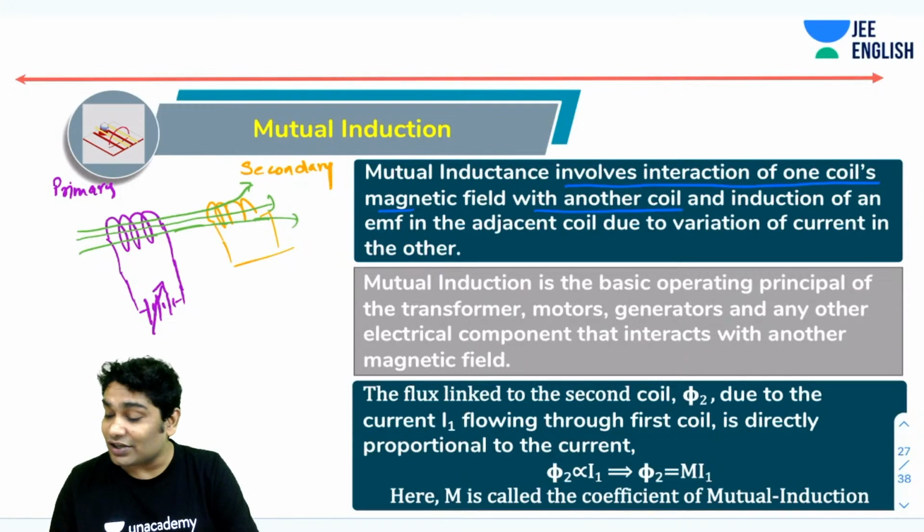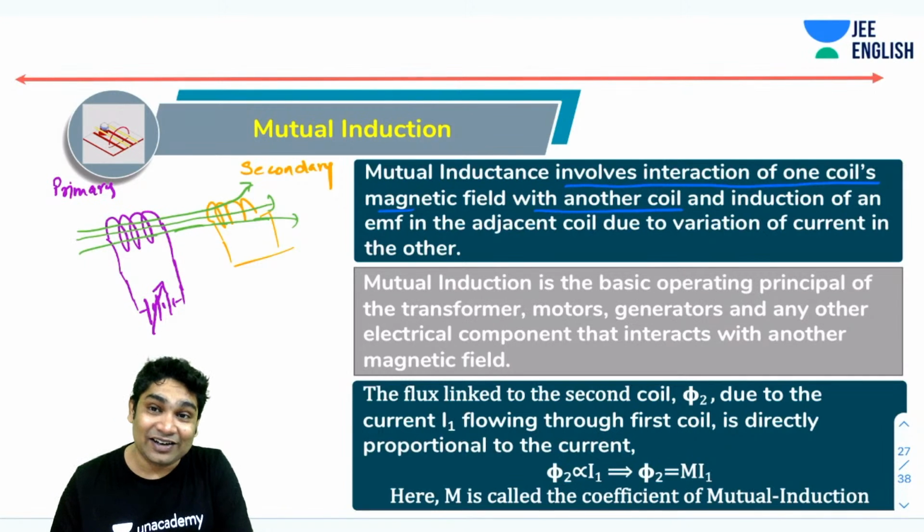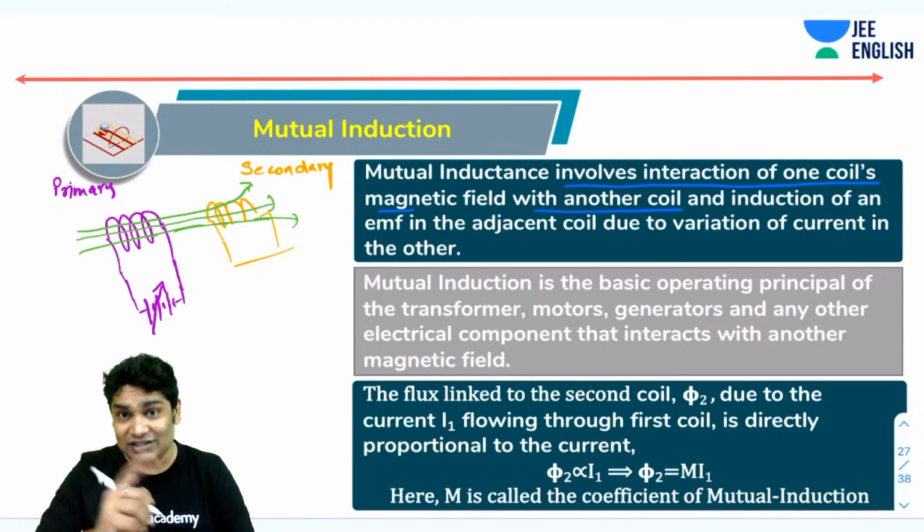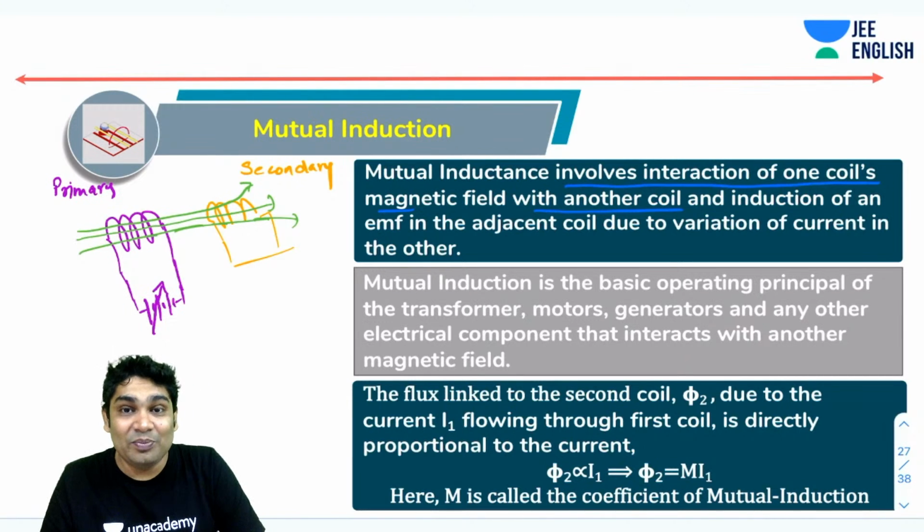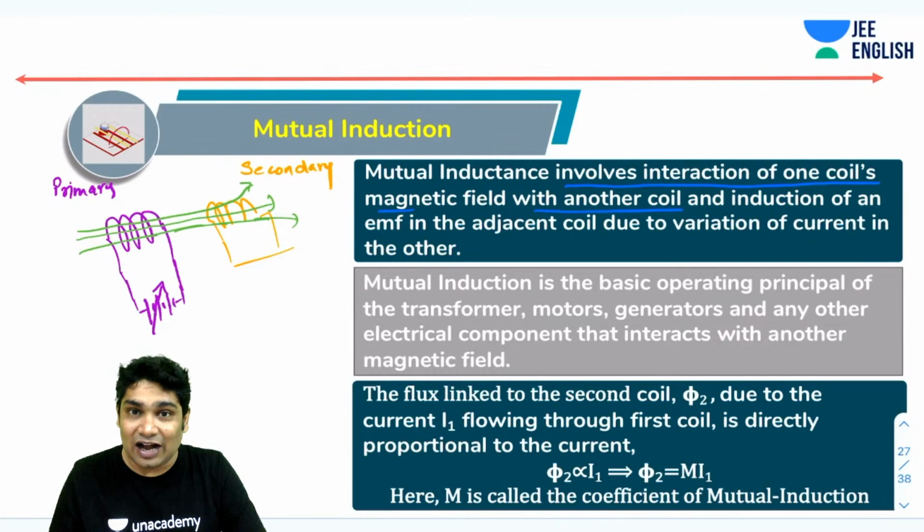Now, mutual induction is the basic operating principle for transformers, motors, and a lot of generators and other electrical components that interact with another magnetic field. Okay, so we will study about transformers. So major use of this mutual induction is in transformers. Okay, we will study that after we have studied AC, alternating current.